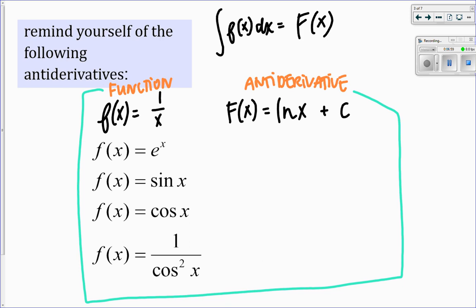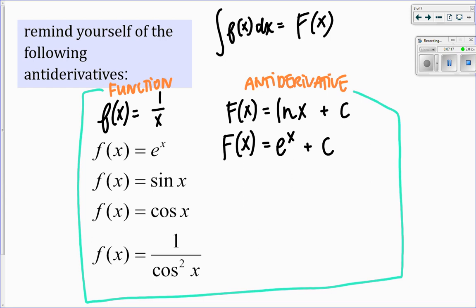What is the antiderivative of e to the x? Well, this one's a nice one. It's just e to the x, right? Because the derivative of e to the x is itself, and so hopefully it makes sense that the antiderivative of e to the x would also have to be itself.